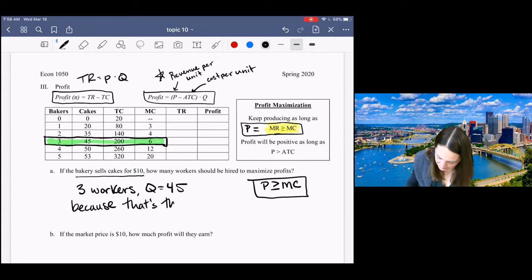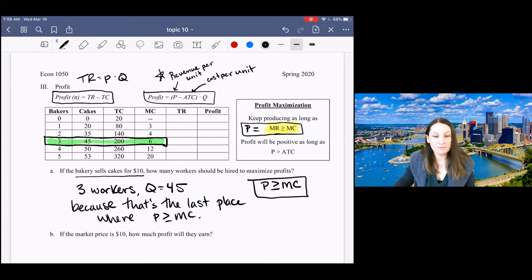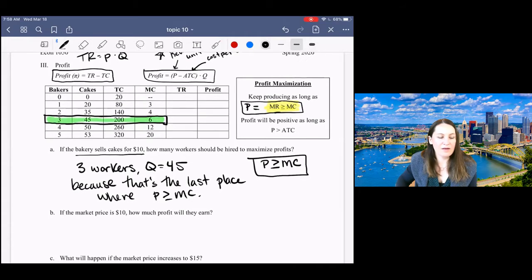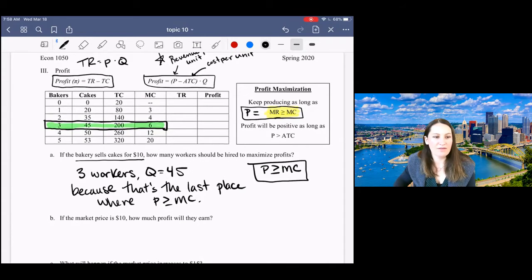Because that's the last place where price is greater than or equal to marginal cost. All right. So if they hire 3 workers and produce 45 cakes, how much profit will they earn?